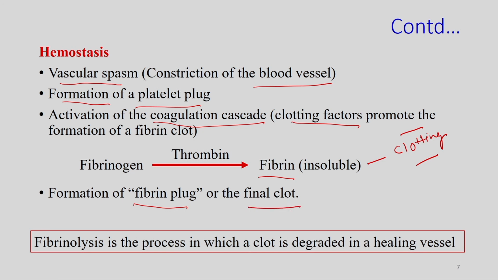So, these are the steps involved during the homeostasis, and the body has a process called fibrinolysis, in which the clot is degraded in a healing vessel. So, the body has this mechanism: there will be formation of fibrin plugs, and the fibrin plugs are degraded by the process we call fibrinolysis.